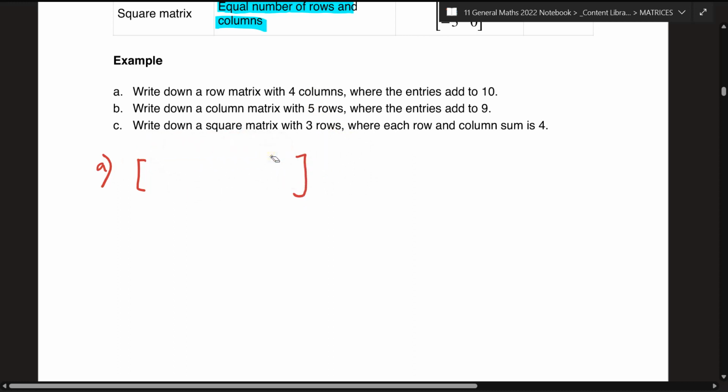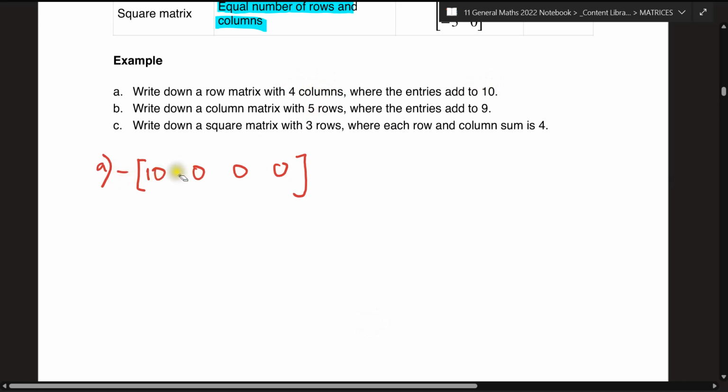So that means I need to have 4 numbers in here. And according to this, all of my numbers have to add up to 10. So I can pick any number I want. I can literally just go 10, 0, 0, 0. Okay, so it's one row, 4 columns. All right, 4 columns, and I have to add up to 10.